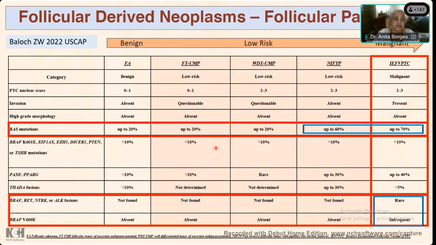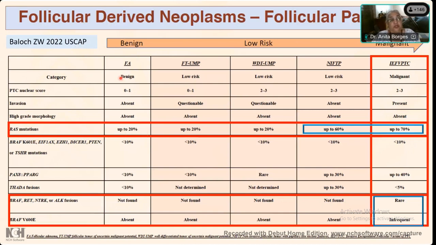And this is their own. Baloch is one of the main people who is part of this WHO 2002, and he made a presentation at US CAP, that is the US Canadian Society of Pathology. And look at this. These are the categories with tumors with RAS mutations.